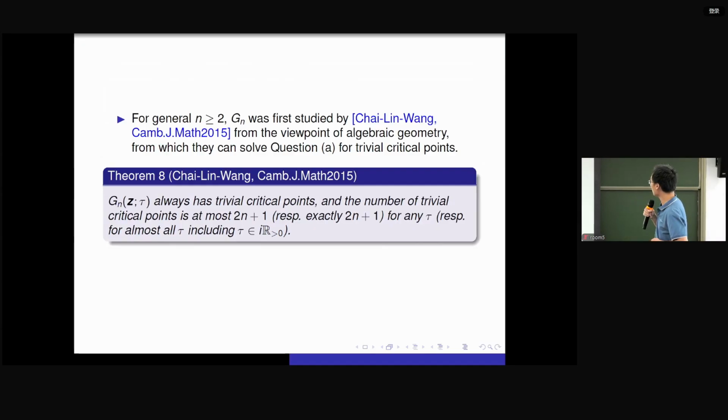Zhijie Wang already counted the number of trivial critical points. They prove that G_n always has trivial critical points, and the number of trivial critical points is at most 2n plus 1. And this 2n plus 1 is optimal. That is, for almost all tori, including the rectangular torus, the number of trivial critical points is exactly 2n plus 1.